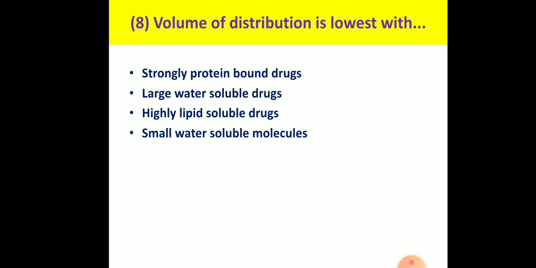Volume of the distribution. You know that the lowest volume of the distribution will be there if the drug remains only in the vascular compartment. And which drug remains only in the vascular compartment? The drugs that are strongly bound to the plasma protein, so they cannot cross the vascular barrier. So the answer is strongly protein bound drugs.